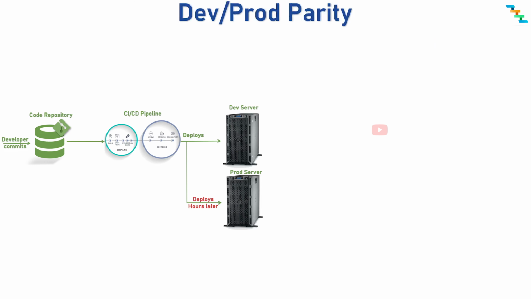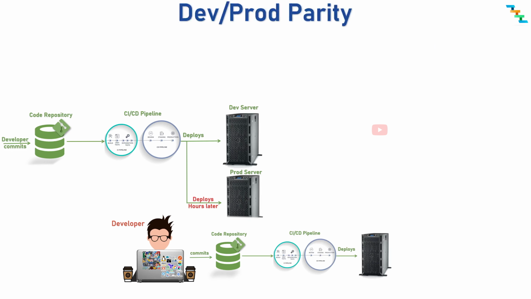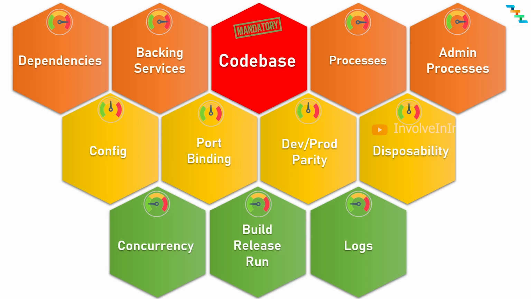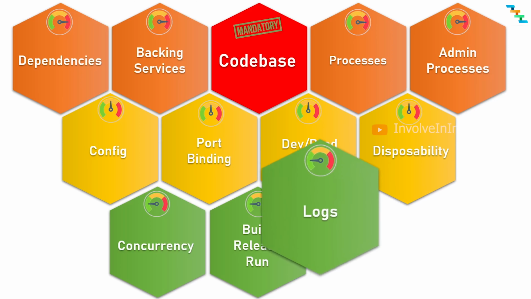Summary of the dev-prod parity in a 12-factor application: reducing the time difference between development and production deployment, developers taking responsibility for developing and deploying the application and then monitoring the application in production, and removing the difference in the tools between the development and the production environment. Next we will see about 12-factor app logs.